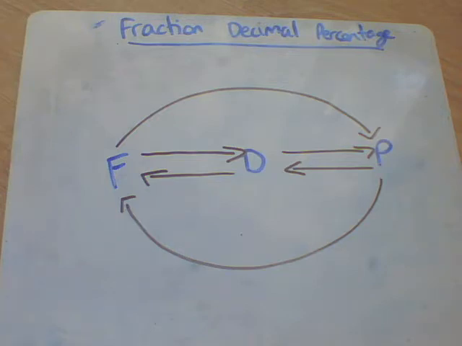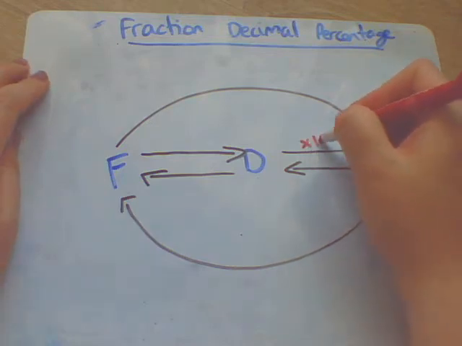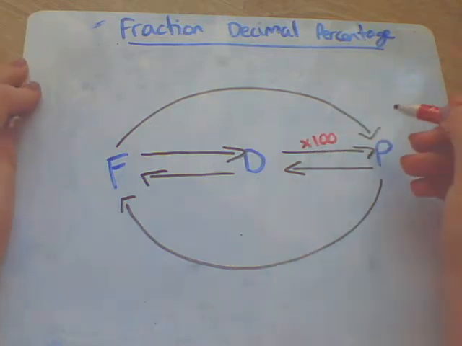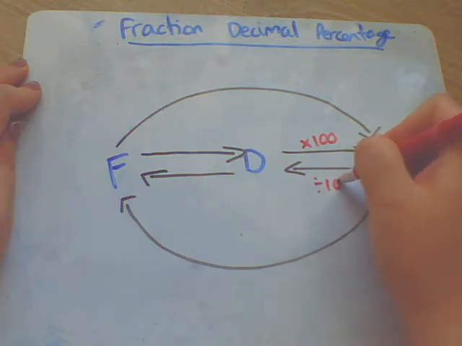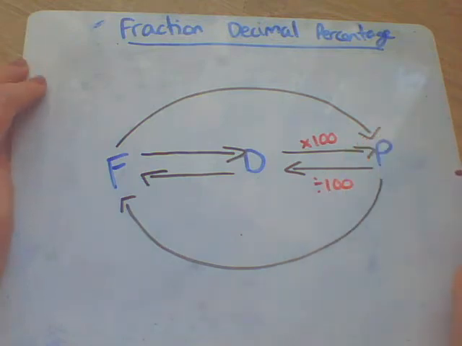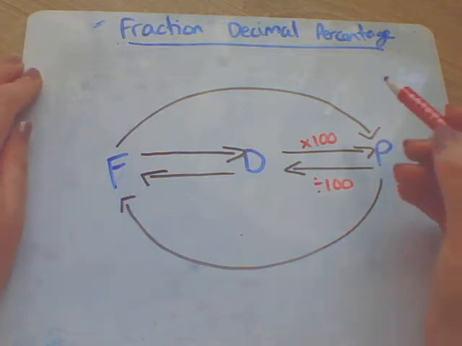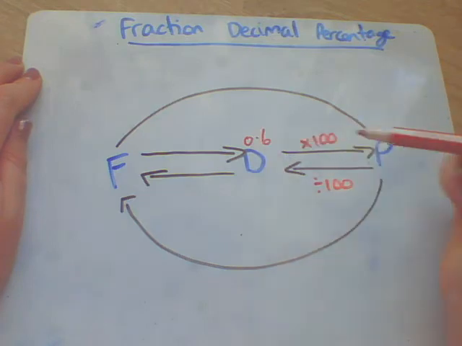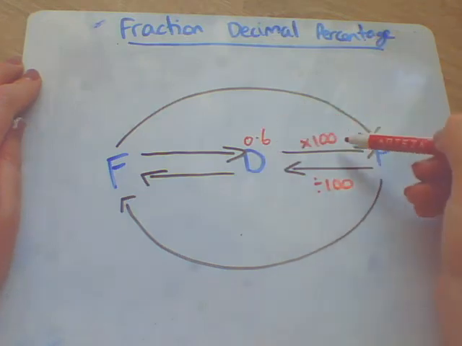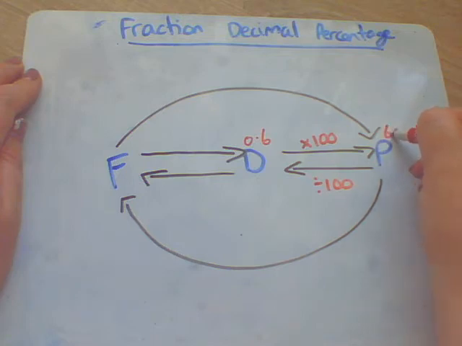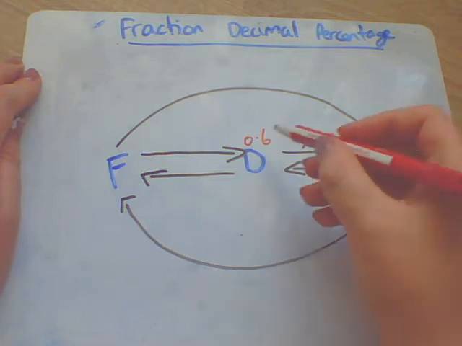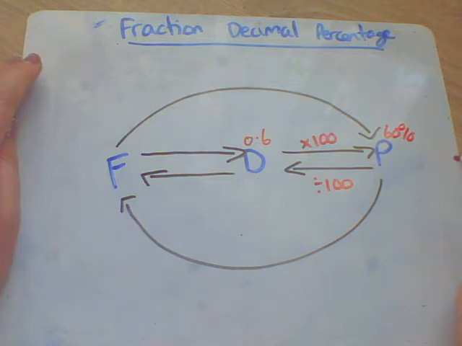So to get from a decimal to a percentage, I multiply by 100. Okay? To get from a percentage to a decimal, I divide by 100. Okay, so they're the really easy ones. So if I had 0.6 as a decimal, 0.6 times by 100 gives me 60%. If I have 60% as a percentage, I divide it by 100 to get back to 0.6 as a decimal. Okay, I'll do some more examples later on.